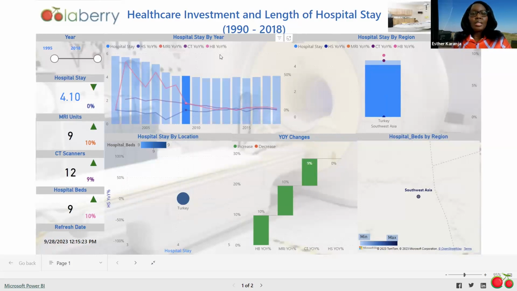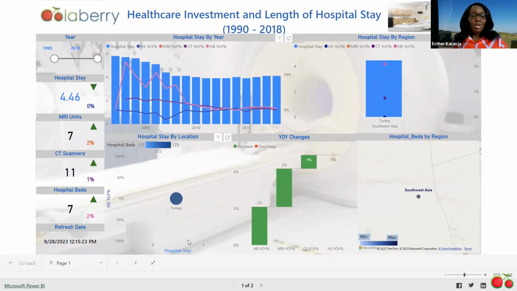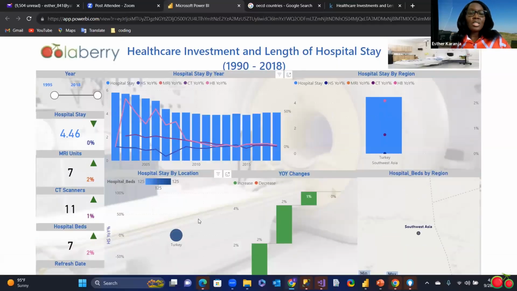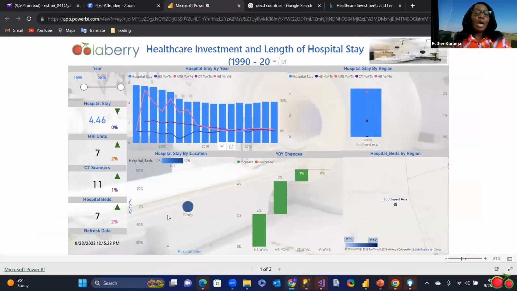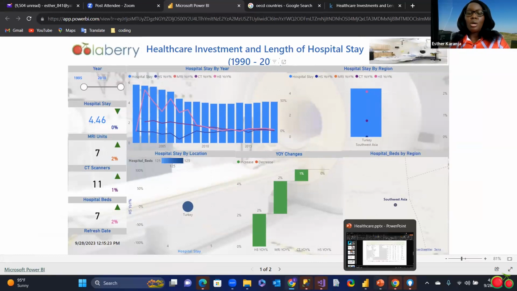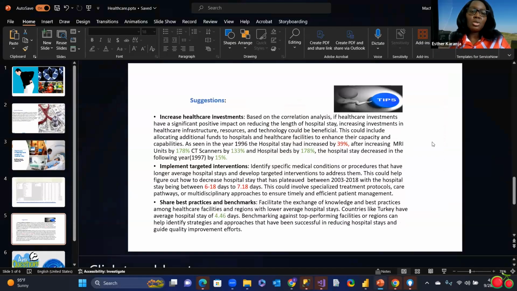So with that said, we'll go back to my recommendations. Since we have seen that the MRI units, the CT scanners and hospital beds have an impact on hospital stay, now let's look at what recommendations we have to help cater for the number of days spent at the hospital. The first suggestion I have is to increase healthcare investments. As we've seen in our dashboard, an increase in the investments affects the hospital days in a big way.